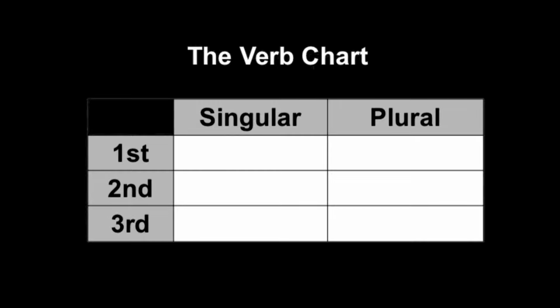It can be plural. And then the subject of a verb can be first person, that is, the person speaking is doing the action of the verb. It can be second person, the person being spoken to is doing the action of the verb. Or it can be third person, someone else is doing the action of the verb other than the speaker or the one being spoken to.